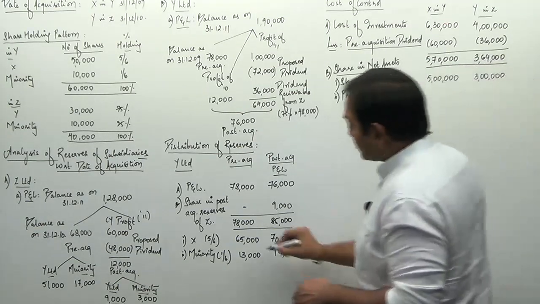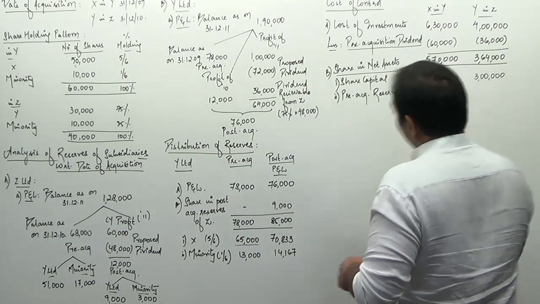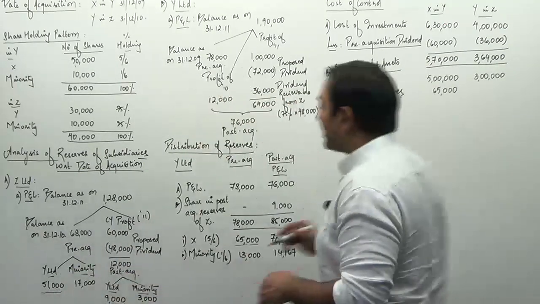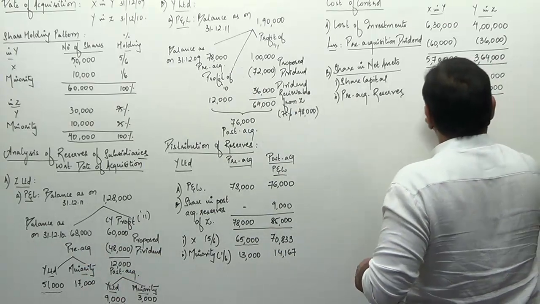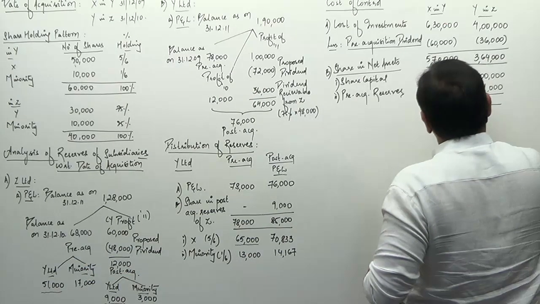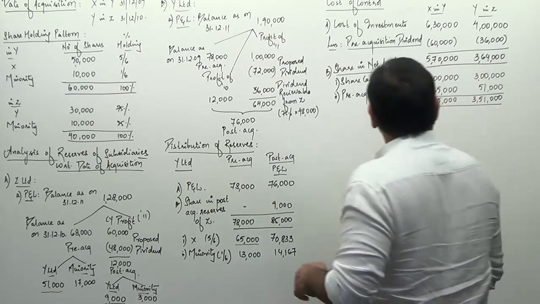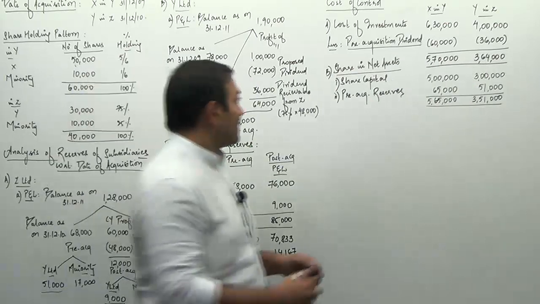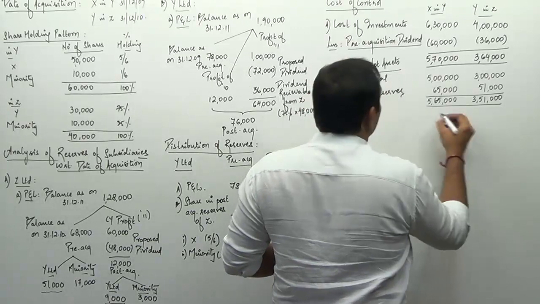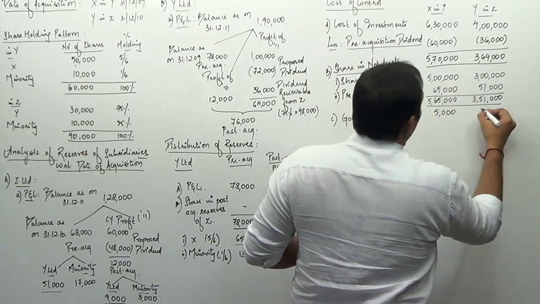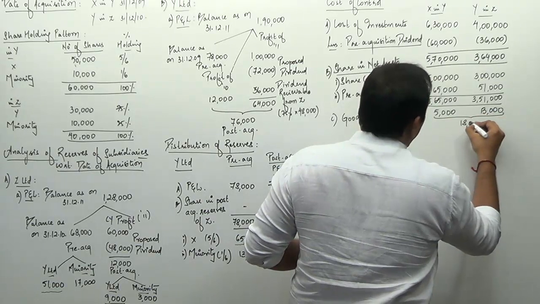Pre-acquisition reserves, Y and Z. Sorry, X and Y. X and Y is 65,000. Y and Z is 51,000. Well, this is 5,65,000 and 3,51,000. Compare these two, you will get goodwills. X and Y goodwill is 5,000. Y and Z goodwill is 13,000. Total goodwill in the balance sheet should be 18,000.